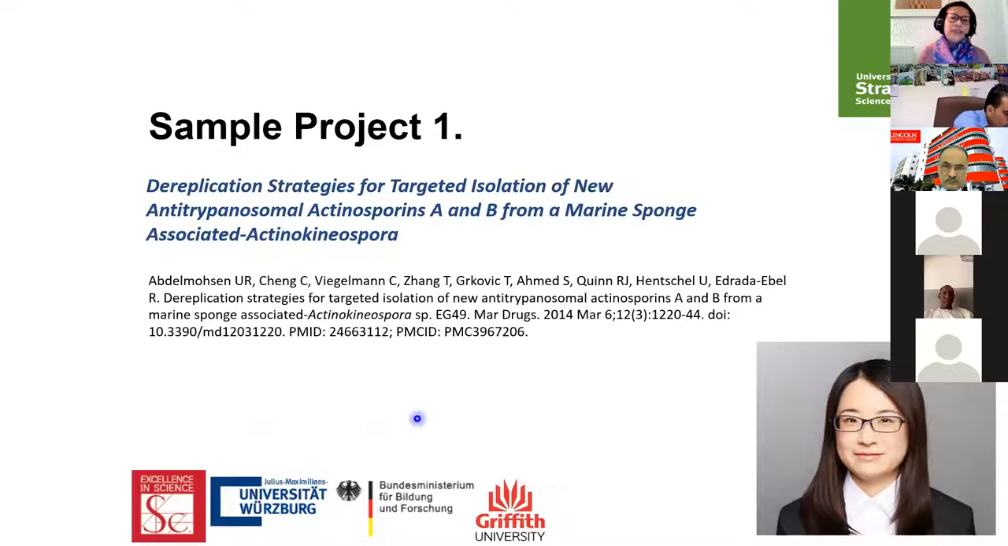So here's the first example. This is a dereplication strategy for a targeted isolation of new antitrypanosomals, actinosporines, from a marine sponge associated Actinokineospora. So Actinokineospora is a type of actinomycetes, okay? And it was derived from a marine sponge.